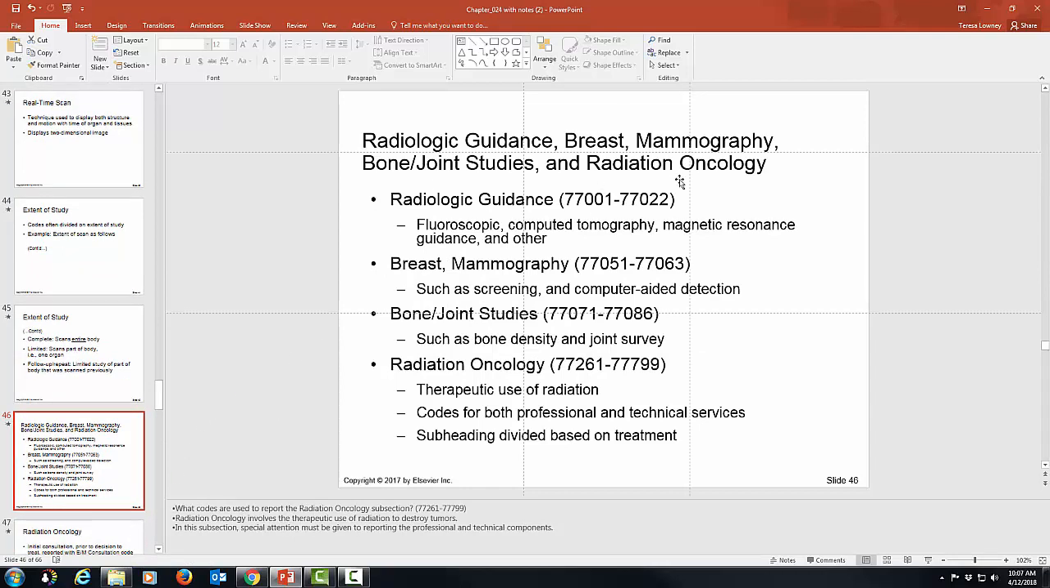Radiology guidance, breast mammography, all of these codes are listed here and broken down for you. Radiology guidance we've used before. We've used fluoroscopy before. We've used MRI before. Mammography, there are those codes. Bone joint studies such as bone density and joint survey. Bone density, you're looking for osteoporosis. Radiation oncology, therapeutic use of radiology. So these subheadings are divided upon the treatment.